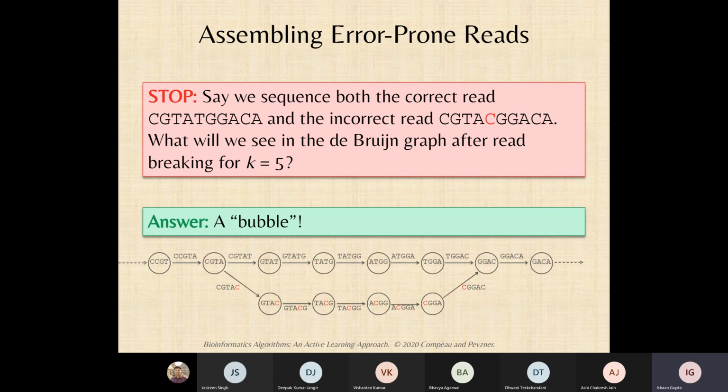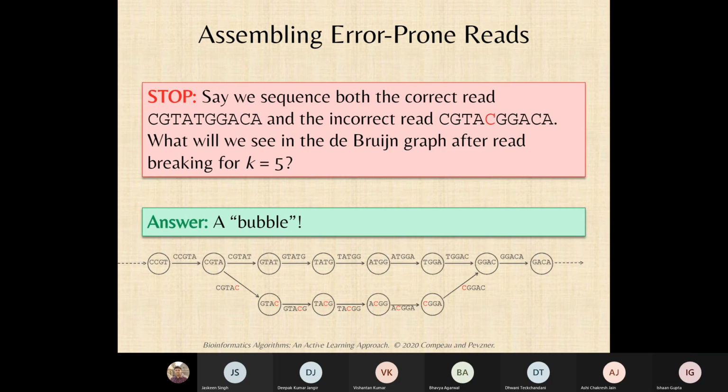So what you see is a bubble. Let us say you have this read like this, right? And as soon as you find the read fragment, or k-mer, corresponding to the error, it sort of branches out like this. Okay, is this clear to everyone? Yes, sir.